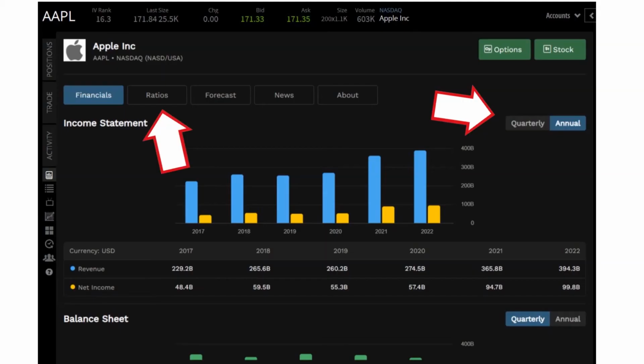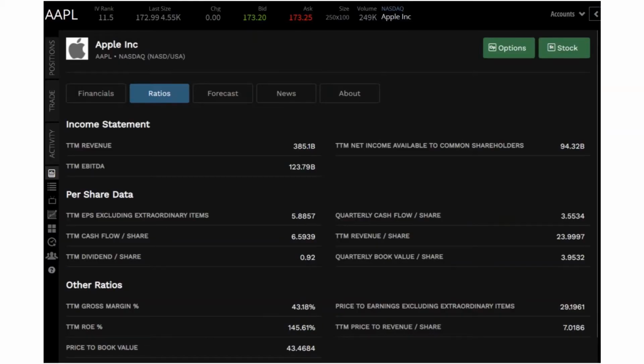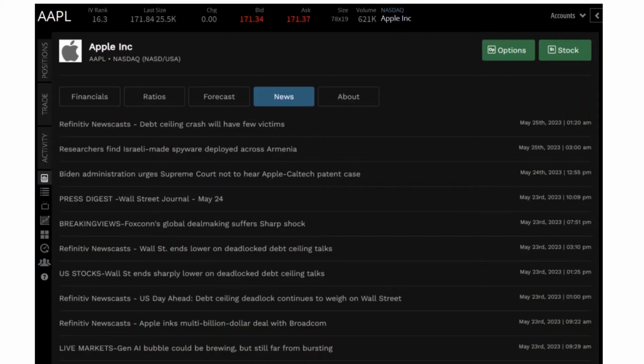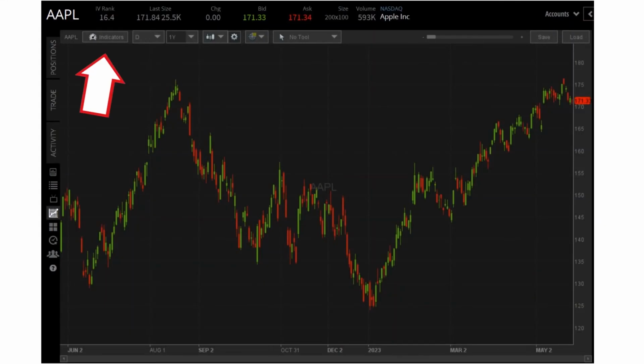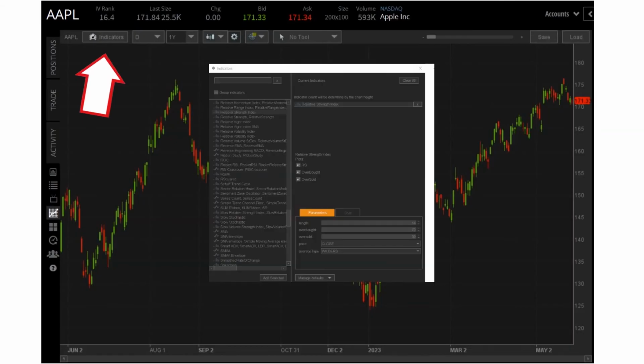The Ratios tab gives you additional fundamental information like total revenue and price to earnings and other key fundamentals. You can even see all the recent news about the stock so you know what is going on with the company and get a better feel for what the market in general thinks about a stock. Click on this small chart symbol and open up a larger chart. There are all the indicators like RSI, the relative strength index, and the moving averages and others. So it's all right there at your fingertips if you like to use indicators.